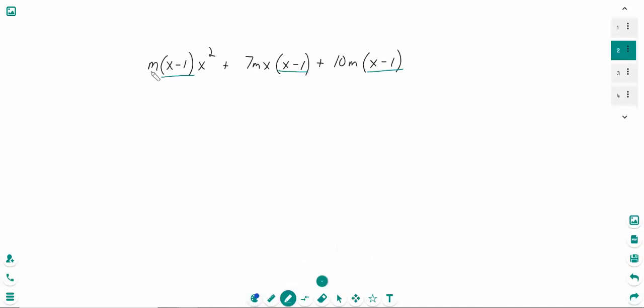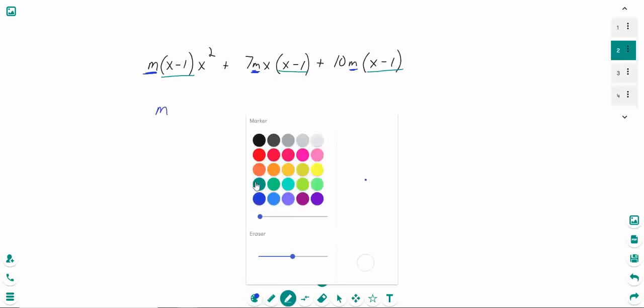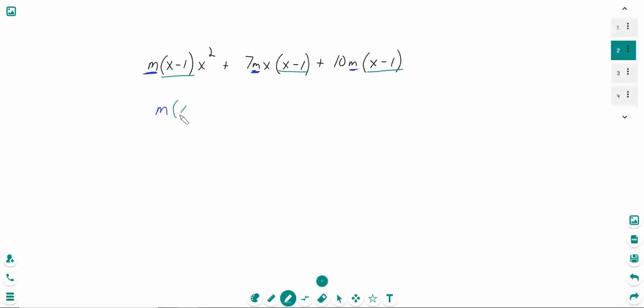Is there anything else? I also see an m that's a factor in the first term, an m that's a factor in the second term, and an m that's a factor in the third term. So we could also factor out an m. All right, so we're going to factor the m, and then we're also going to factor out the x minus 1. Again, note how I keep it in the parentheses. All right, what's that going to leave us with?